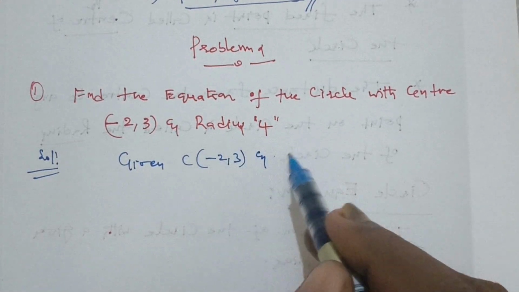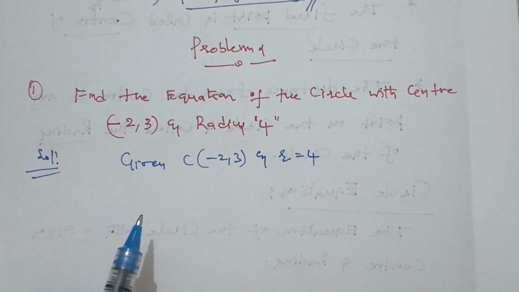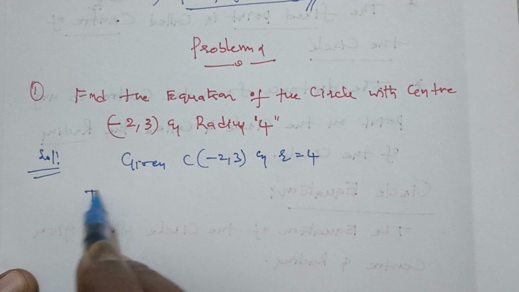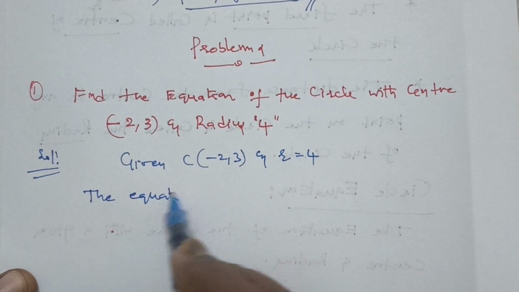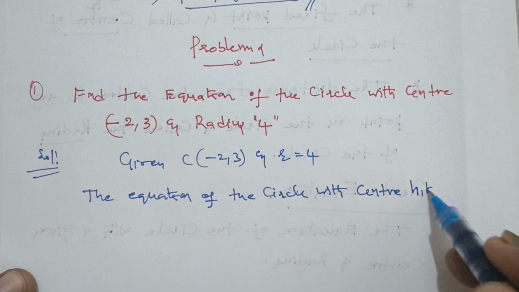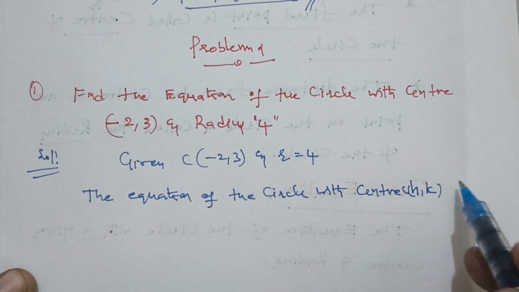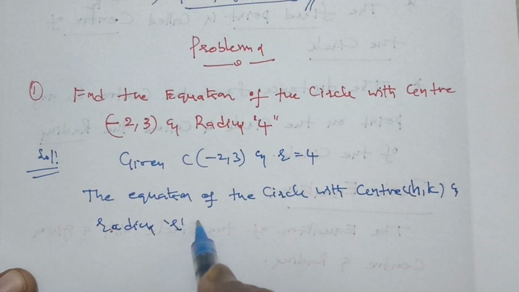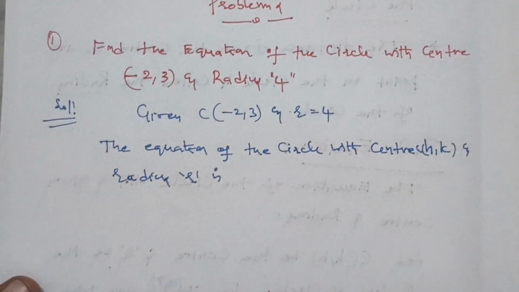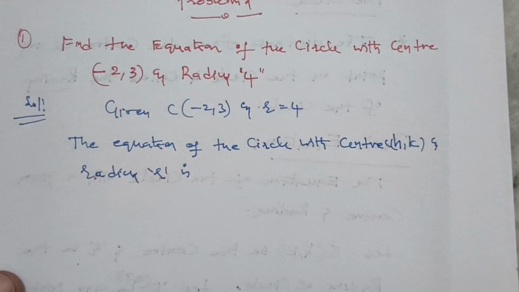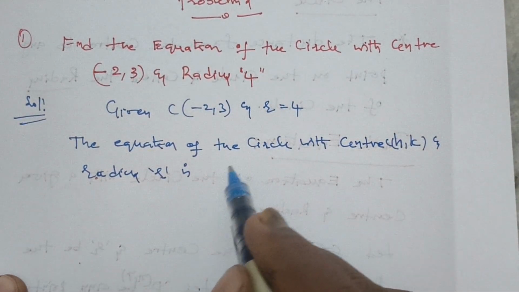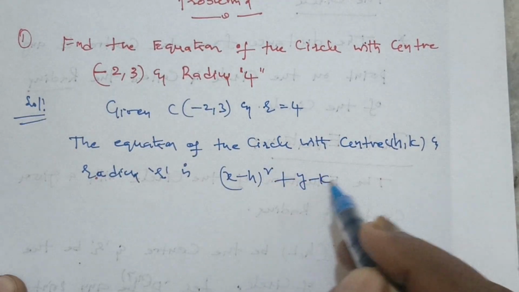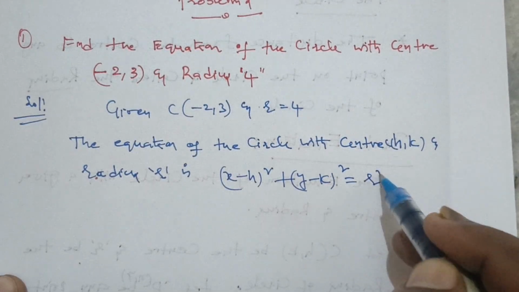So from the given information, the center is given, C minus 2, 3, and the radius r is also given, that is 4. We know the equation of the circle with the center C h comma k and a radius r, the general form we derived just before, is x minus h whole square plus y minus k whole square is equal to r square.